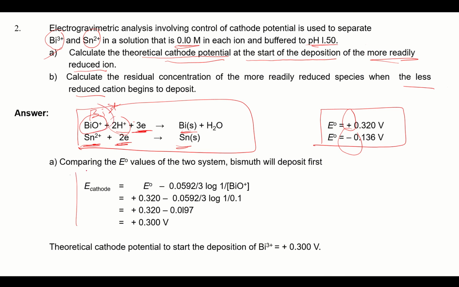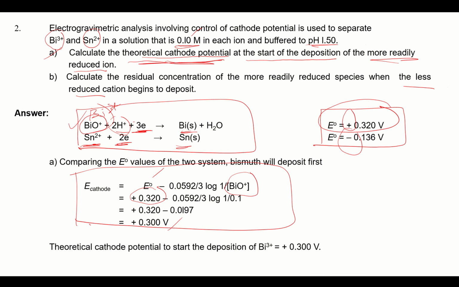So you use this Nernst equation. You know this. Where do you get this from? Here. Identify the more readily reduced ion, which is bismuth. Then you use the Nernst equation. This is the concentration given, 0.1. So then you know the theoretical cathode potential to start the deposition of bismuth 3+ is 0.3.